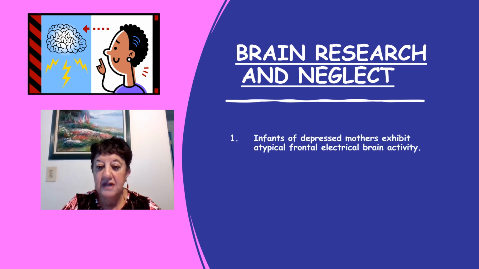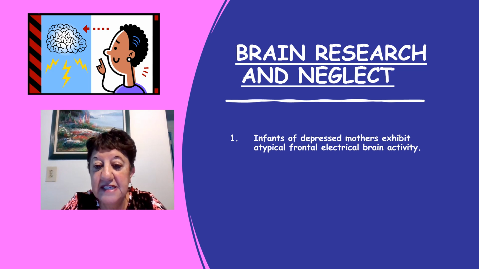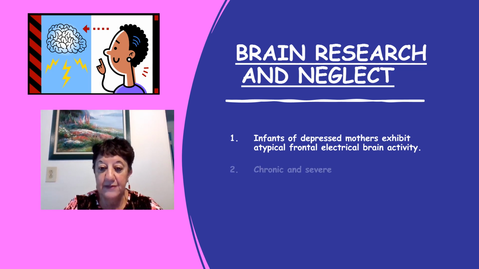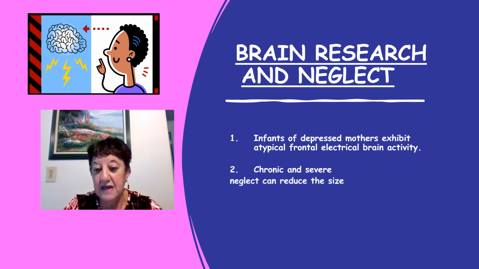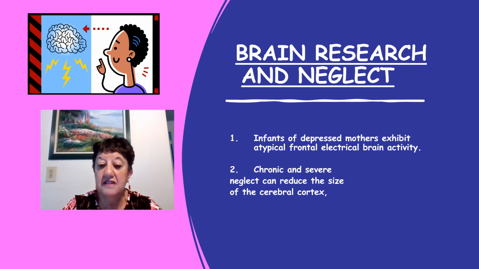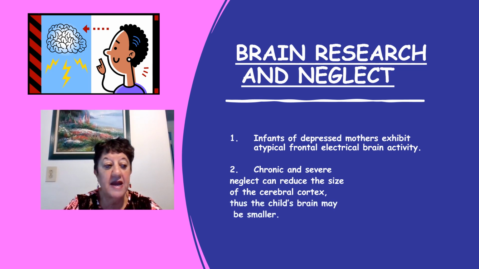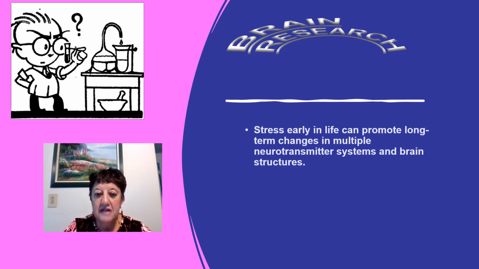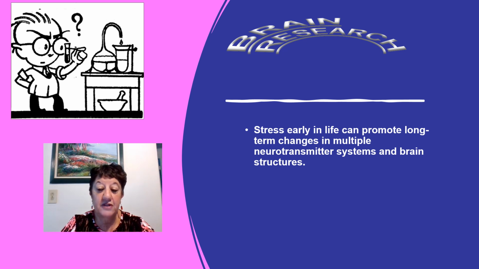Some brain research. Infants of depressed mothers exhibited atypical frontal electrical brain activity, specifically if it was chronic, went on for a long time, and if it was severe. Chronic and severe neglect can reduce the size of the cerebral cortex. Thus, the child's brain might actually physically be smaller. Again, it depends on how long it went on, how old the child was, and whether any solutions were found early. Stress early in life can promote long-term changes in multiple neurotransmitter systems and brain structures. And often this does not come back for the child.